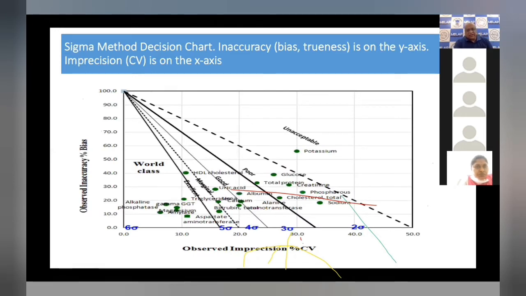See, in this, on x-axis we are plotting imprecision, and on y-axis we are plotting inaccuracy. It should be as close to 0 as possible. Closer it is to 0, better is the situation. And you can see if this imprecision is less, you can achieve world-class performance. You must have seen this type of graph in some books also. So it should be as close to 0 as possible.